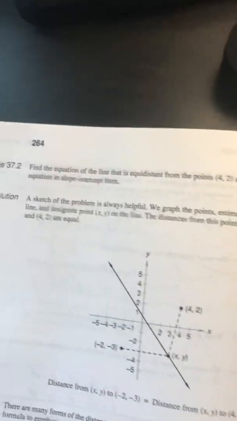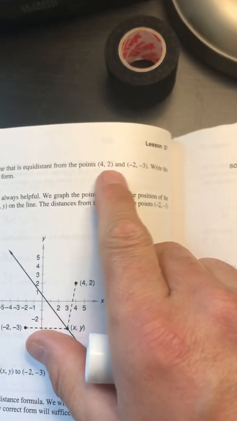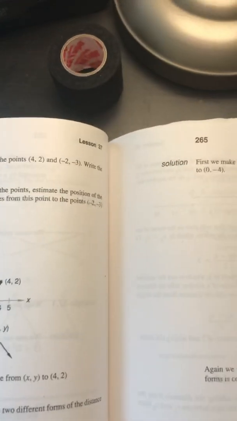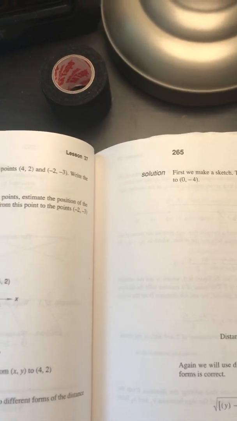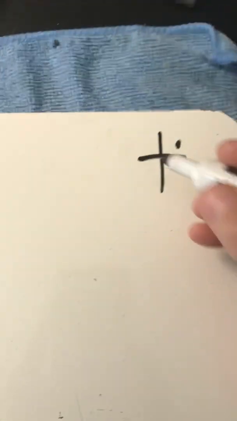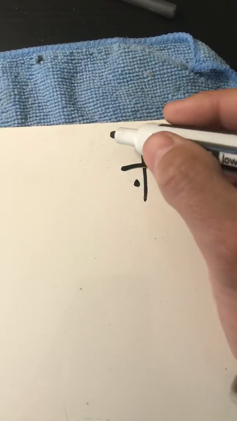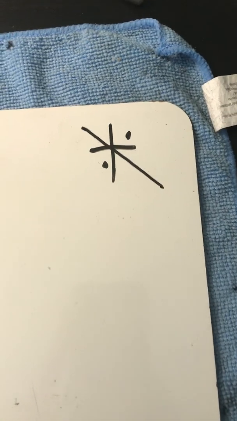So let's look at this problem. Find the equation of the line, top of page 264, that is equidistant from the points 4, 2, and negative 2, negative 3. Okay, so just a quick little graph here. 4, 2 is about here, and negative 2, negative 3 is about here. So the line that goes, it's probably something like that. That's the line we're looking for.